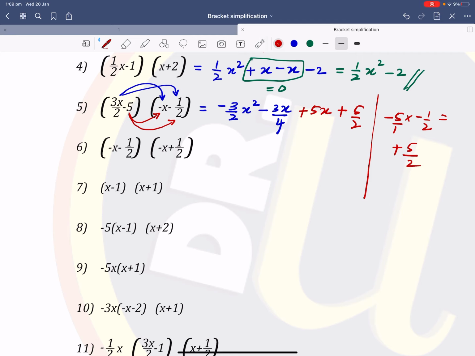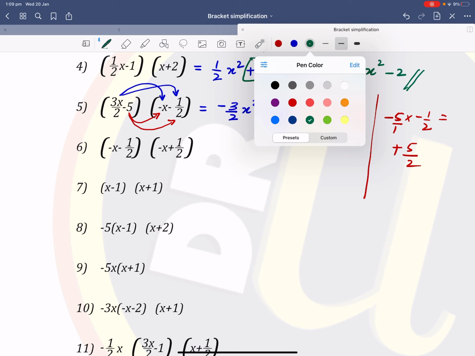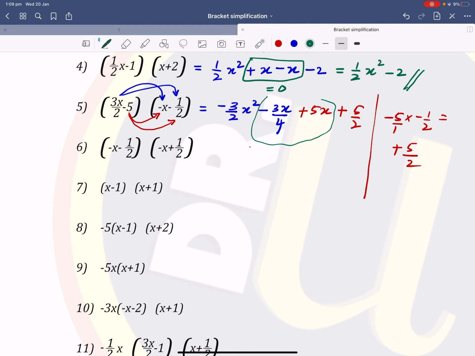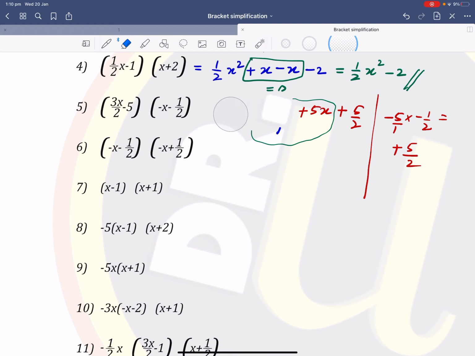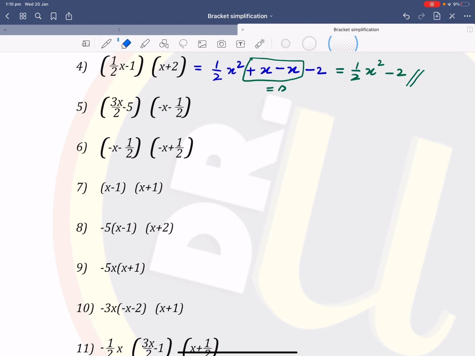Now, you need to simplify this one, but here I'm not going to show you how to get the common denominator. I have shown you that in a different video. If you do that, you can simplify it more. Okay, so I will stop that question from here because the main focus is to show you how to do the bracket simplification. Now, let me erase this so that I have more space.